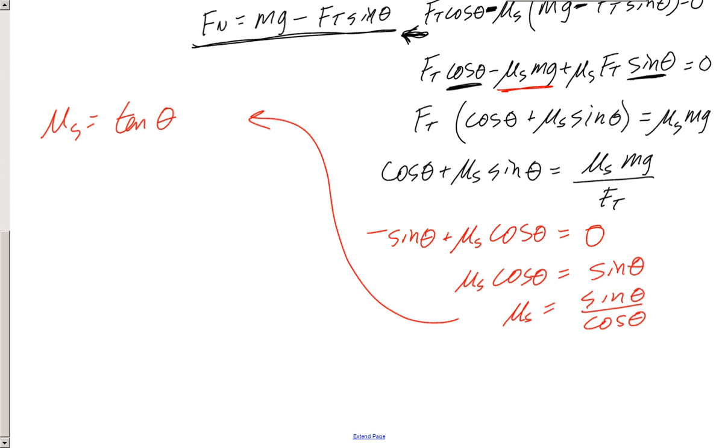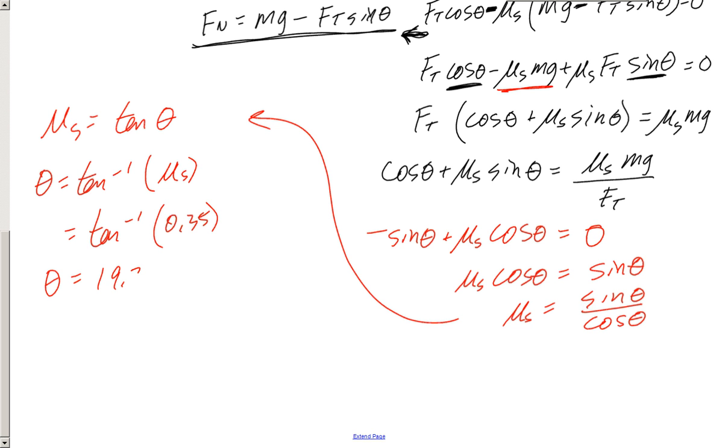Okay, so what are we going to do? We're going to find the angle. So theta is the angle whose tangent is mu static. So that would be the 0.35 value. We work this out on the calculator, and we come up with 19.3 degrees. So this is our theta max. That is the best angle to pull that at, so you can pull the largest amount of the box and sand without breaking your rope. Okay, so that's the answer to part A.